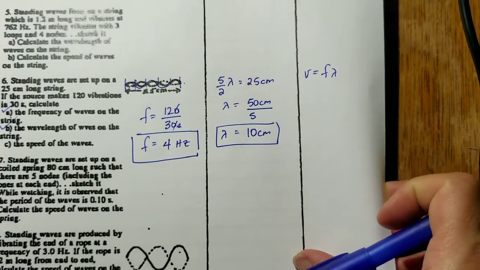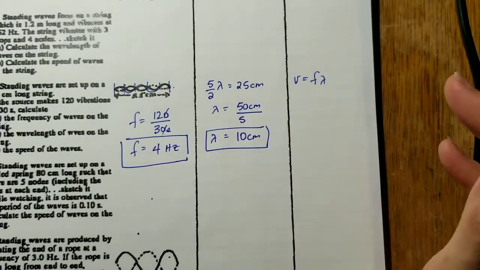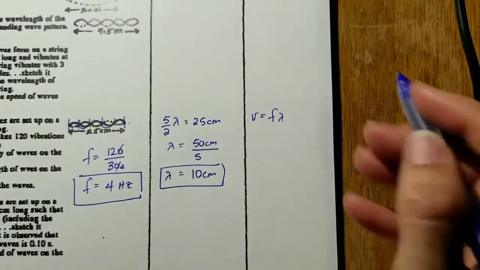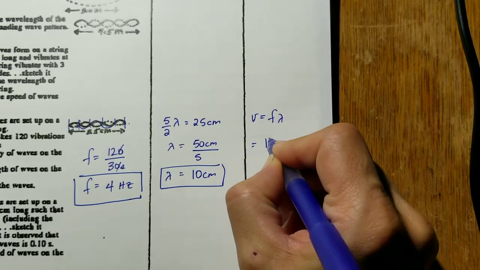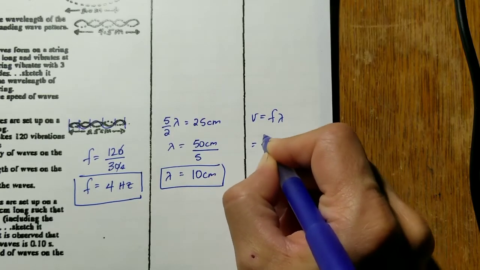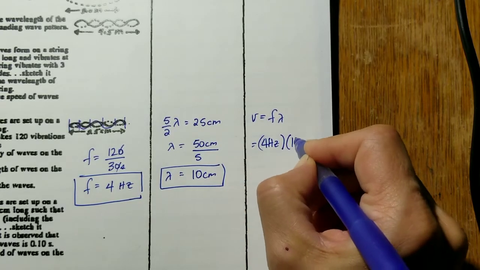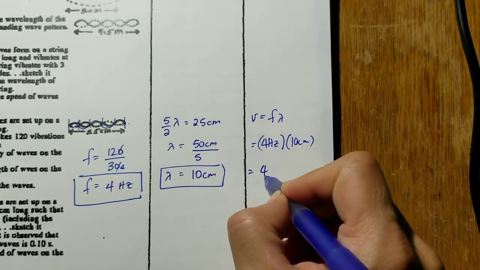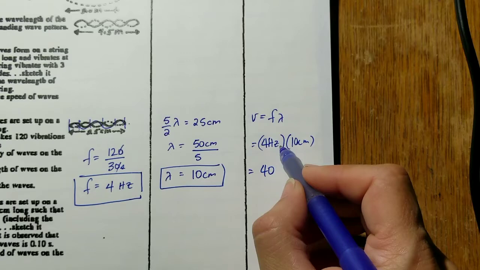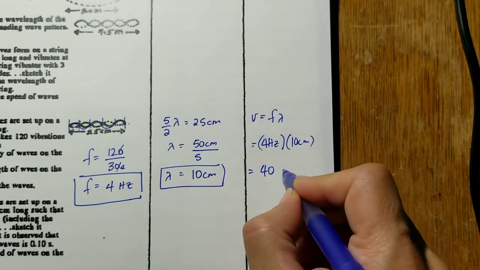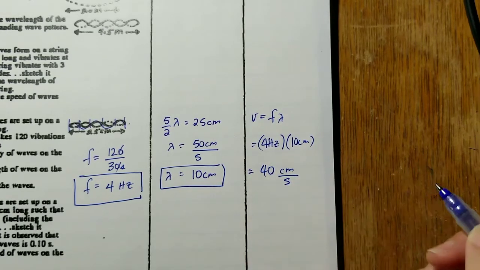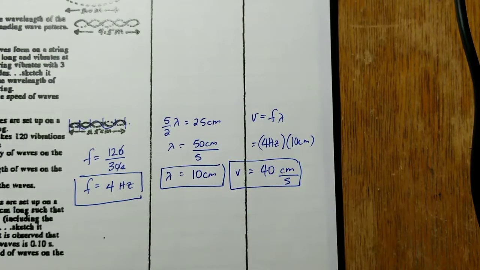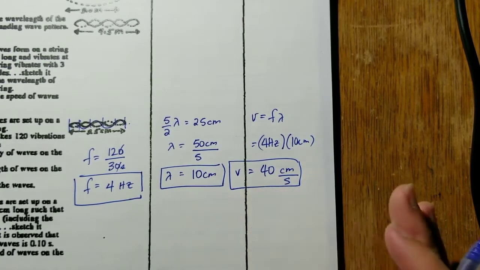So what's the speed of the wave? Well, the universal wave equation is V equals F lambda. F is 4 hertz, lambda is 10 centimeters, and so I'm going to multiply this and I'm going to get 40. And if you maybe forgot, hertz is per second, so that's going to be centimeters per second. So the speed of my wave is 40 centimeters per second. I don't need a vector, it's speed.